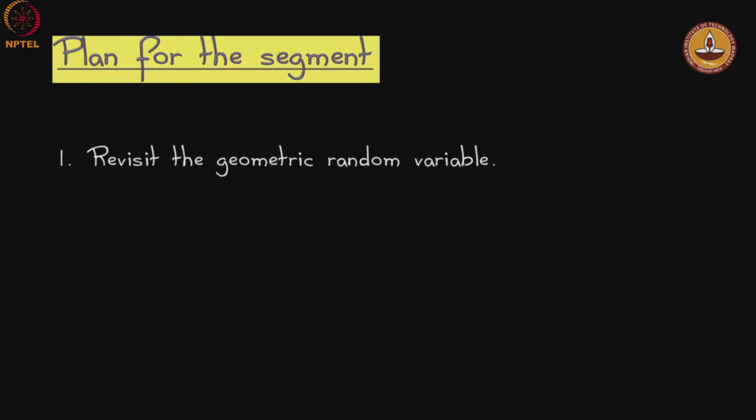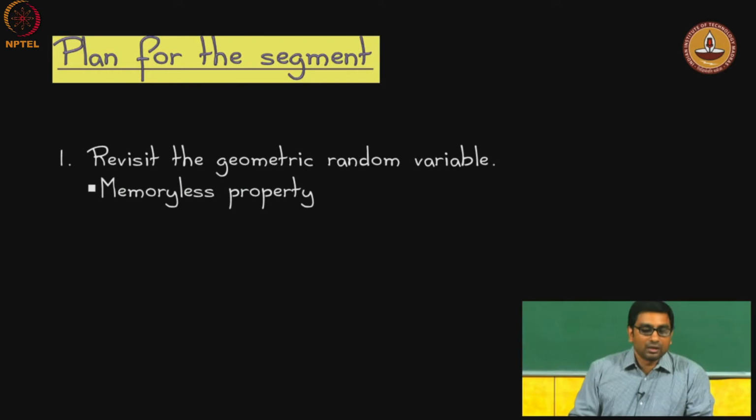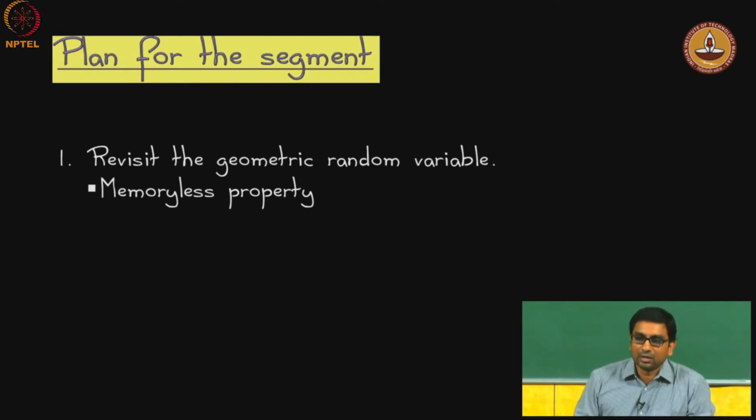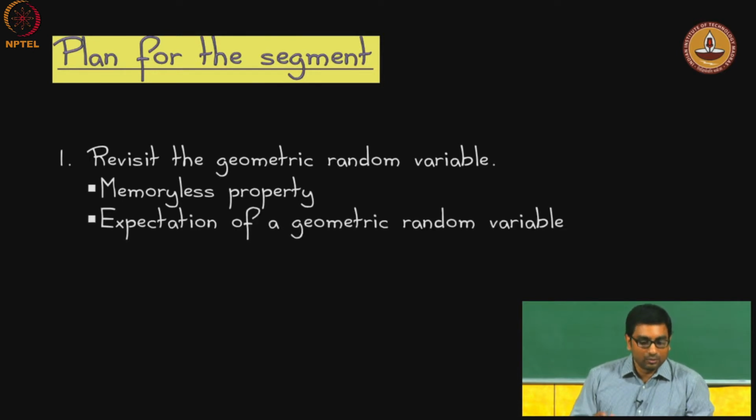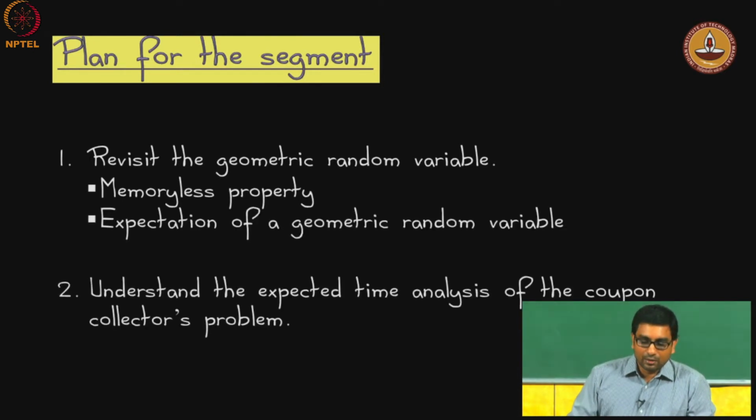So we're going to be talking about geometric random variables, and then we'll apply them to understanding this problem called the coupon collector's problem, and that's going to be the topic for today. And of course, we've already seen the geometric random variable, so in that sense we will just revisit it, and we will understand one important property of this random variable called the memoryless property, and then we'll work out the expectation, understand the coupon collector's problem, and analyze its expected time.